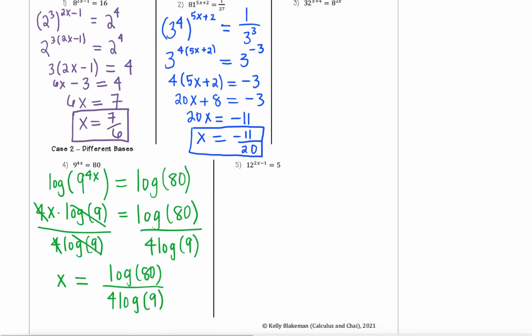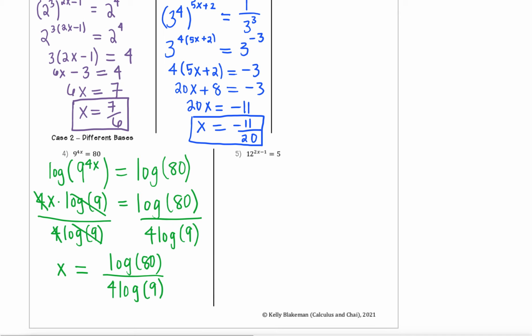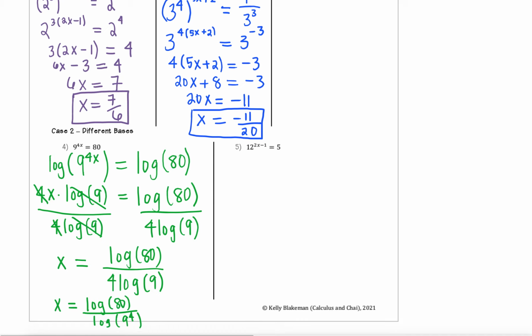Now from here, there's not much more that we can do to simplify. The one thing I can do is apply the power property again, just to condense this down as much as possible. And we'll end up with x equals log of 80 over log of 9 to the 4th by applying that power property one last time. Now we are unable to divide these two log expressions because the quotient property requires that the logs are subtracted in order to divide their inputs. But in this case, if I have log of a number over log of another number, I cannot simplify that any further. And this right here is actually going to be our final answer.